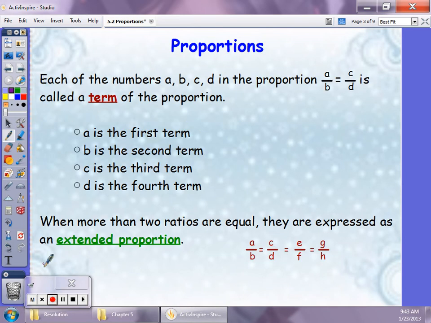So for proportions, each of the numbers a, b, c, and d in the following proportion, a over b equals c over d, is called a term of the proportion. A is considered the first term, b is the second term, c is the third term, and d is the fourth term. When more than two ratios are equal, they are expressed as an extended proportion as follows. So we can say that a over b is equal to c over d, which is also equal to e over f, which is equal to g over h.